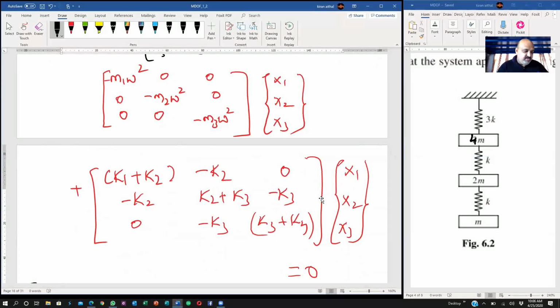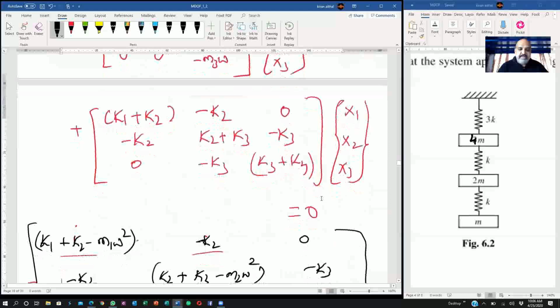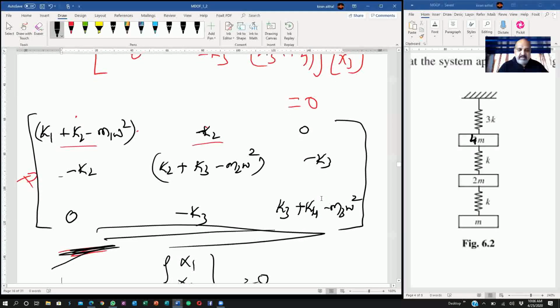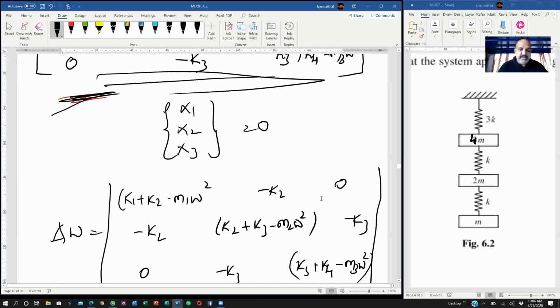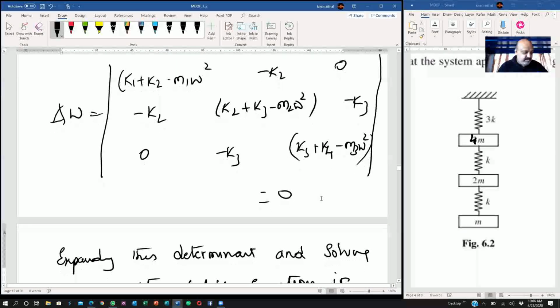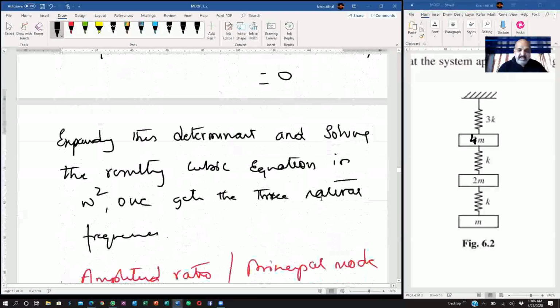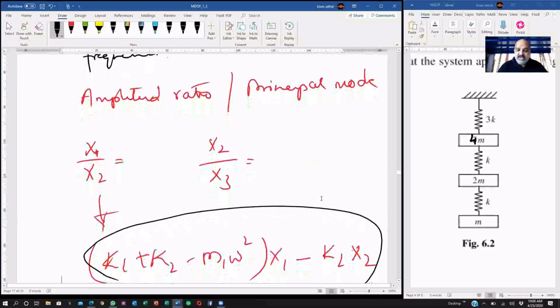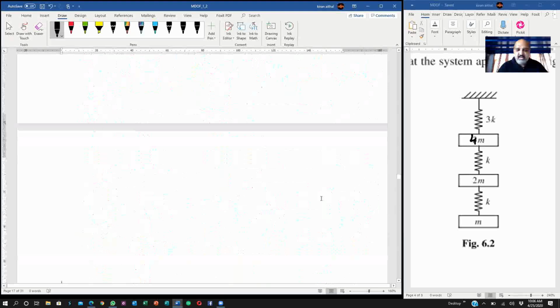Once we are done with this, we have to combine the M matrix and K matrix. Then get the determinant out of this. Once we get the determinant, solve for that and solve for the principal. This is how we start working on these problems.